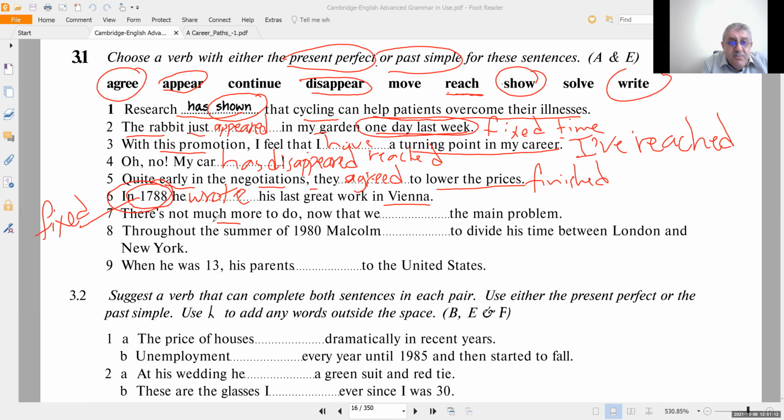There isn't much more to do now that we have solved the main problem. There is nothing left for us to do. Now that we have solved the main problem, meaning we have solved the main problem.